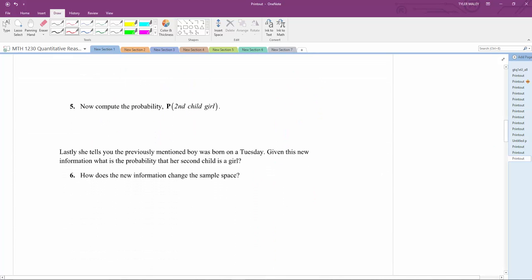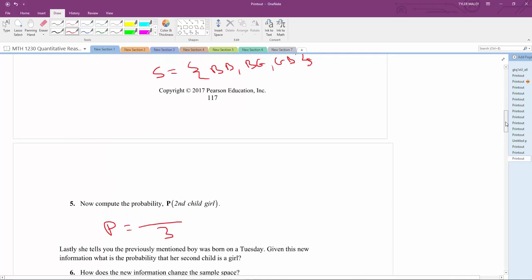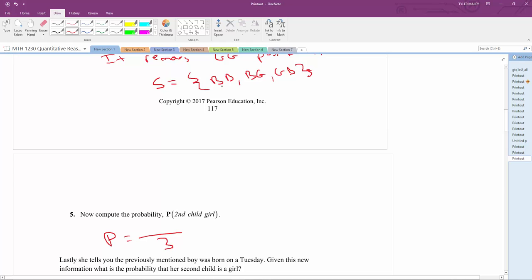So now we're computing the probability that the second child is a girl, given this new information. So if you remember from up here, there are three ways in my sample space now, right? So the number in the sample space goes on the bottom, and then how many of these have a girl second? Only this one. So this would be 1/3. So the probability now is 1/3, knowing that.